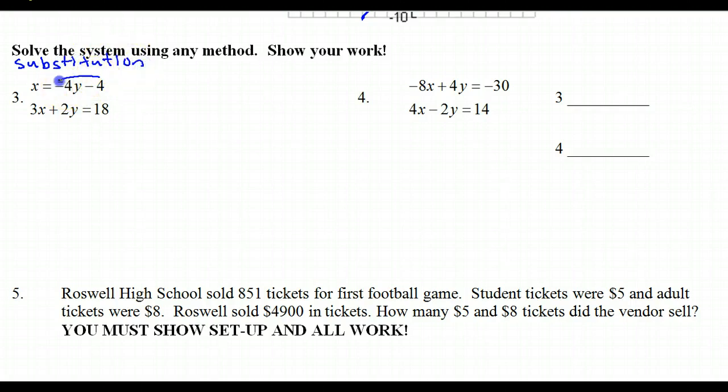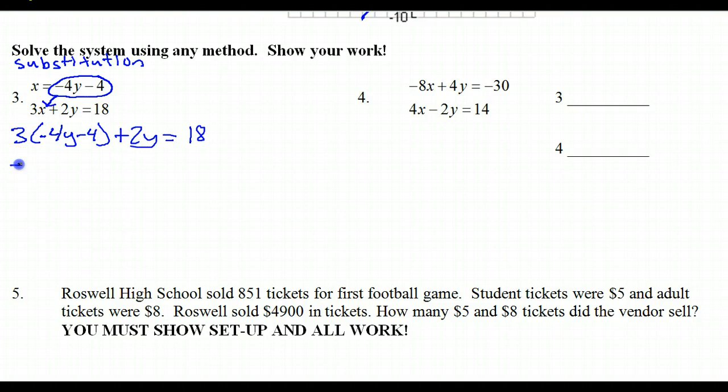The reason is I see x is already really by itself, and that's the first step of substitution, so why not go ahead and use it? And then we're going to take all of that and substitute it in for the other variable. So that's going to give me 3 times parentheses -4y minus 4. Okay, now I'm resuming here with the plus 2y equals 18.